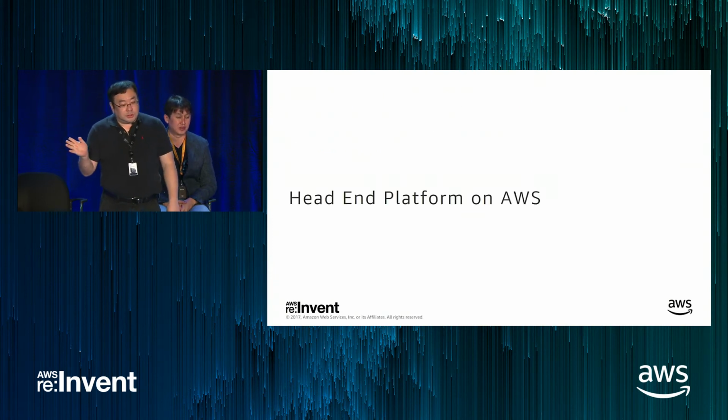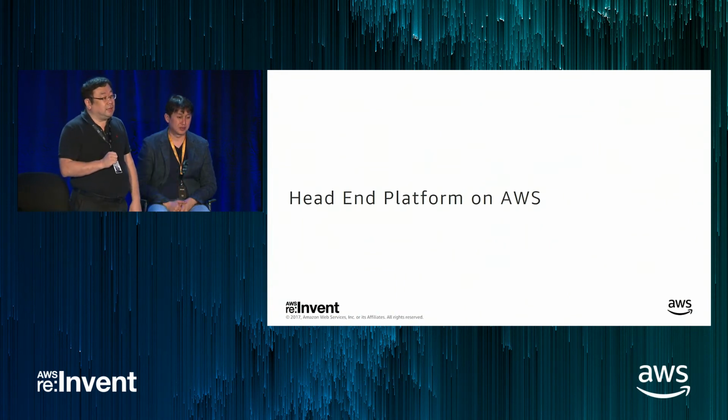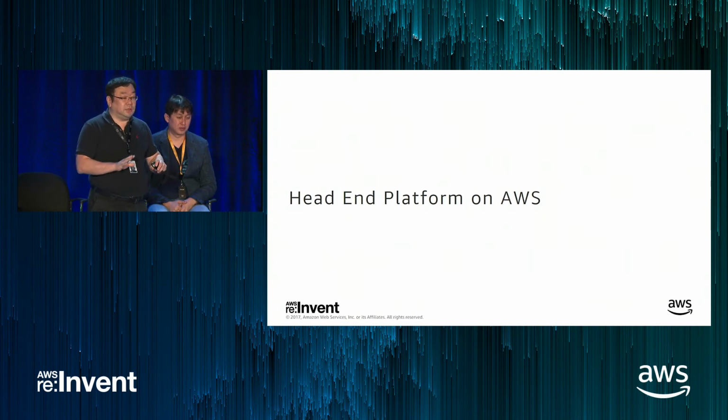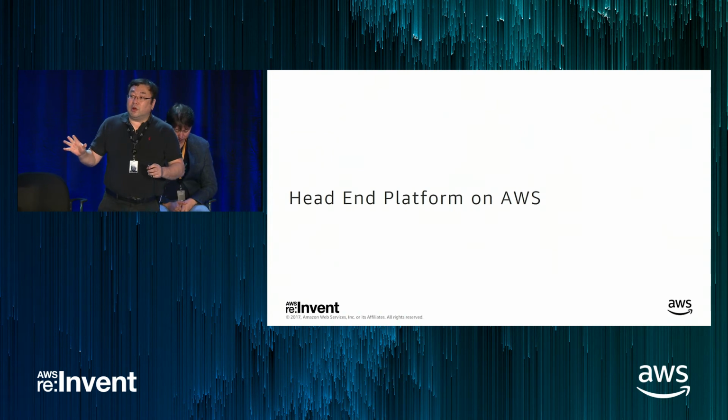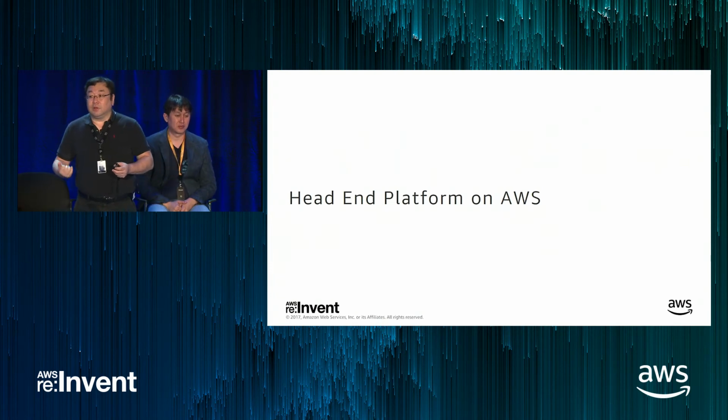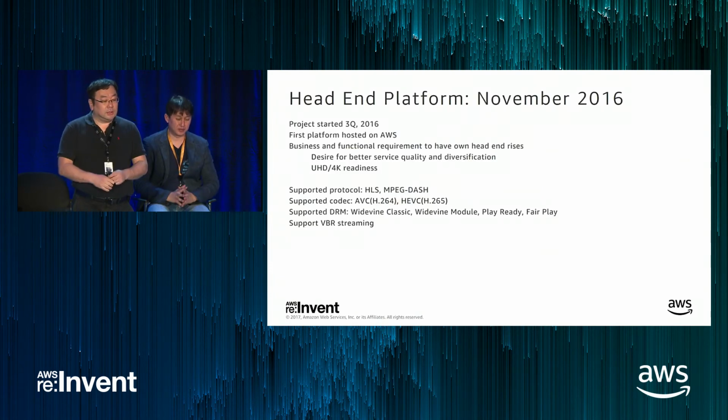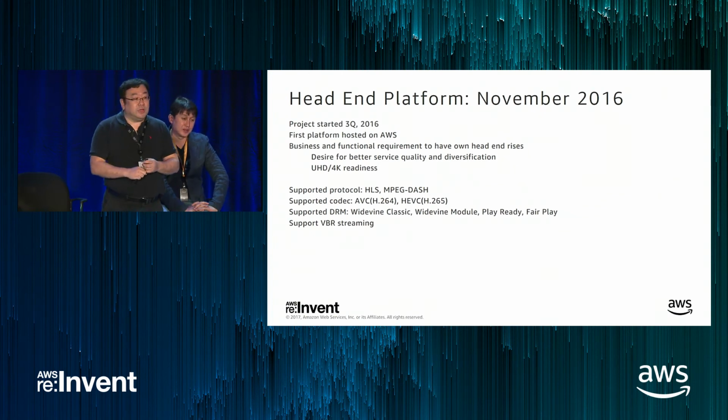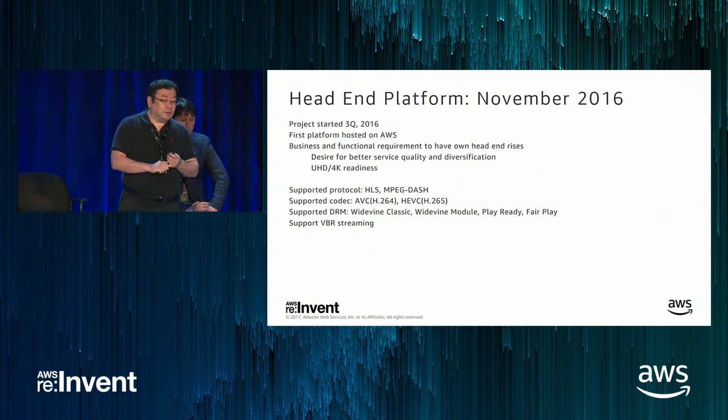Okay, let me go sideways and talk about the head-end platform on AWS. What we refer to as the head-end is this: up until my presentation, we were outsourcing our CDN and media streaming, even though we were an OTT. From the start of November 2016, we began operating our own head-end system, which is hosted in AWS. We decided on AWS because there were business and functionality requirements to have our own head-end, and AWS can support this kind of system.